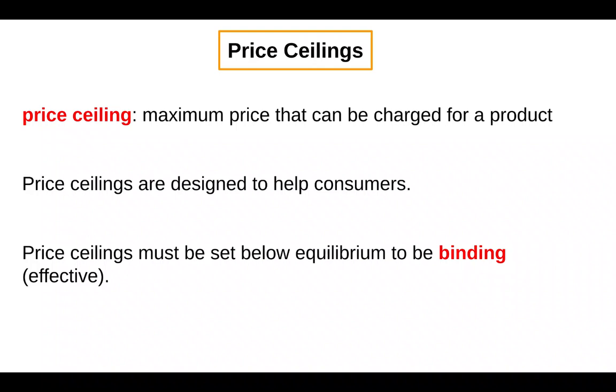So the ceiling, to be effective or binding, needs to be set below equilibrium in order to help consumers. We're trying to bring the price down. And this is where students get a little confused, because you think of the word ceiling, you think of something up high, but when you put it on the graph, you have to set it below equilibrium. So just something to be aware of. The way I remember who price ceilings help is ceiling starts with a C, consumers starts with a C.